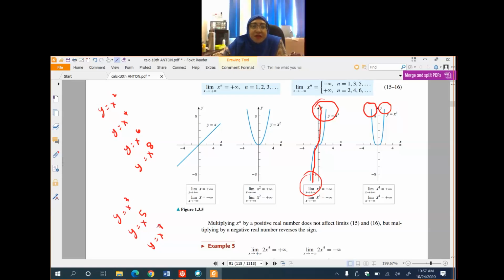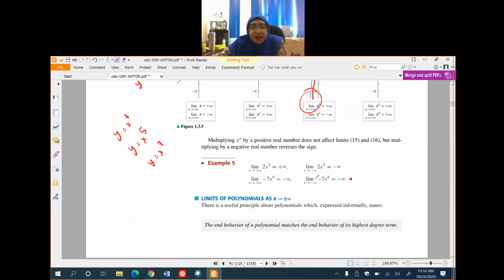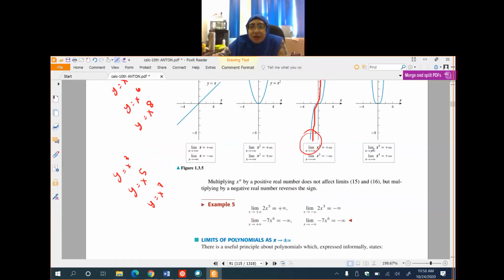Okay. But this one, for x to the power of 7, the limit of x to the power of 7 as x tends to plus infinity will be plus infinity. The limit of x to the power of 7 as x tends to negative infinity will be negative infinity, because it's similar to this shape. Okay. And then x to the power of 6, which one is similar? This one, isn't it? And this one. Okay, both of them.